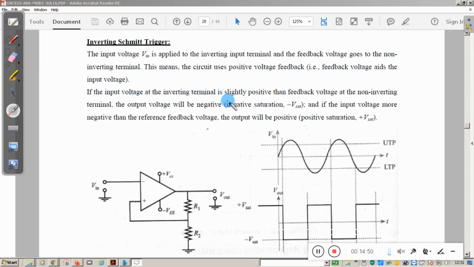If the input voltage at the inverting terminal is slightly more positive than the feedback voltage, then the output goes to negative VSAT. So the output will be negative. And if the input voltage is more negative than the reference feedback voltage, then the output will be positive. So when the input voltage is positive, the output voltage is negative, and when the input voltage is negative, the output voltage is positive. You can see this is the circuit diagram.